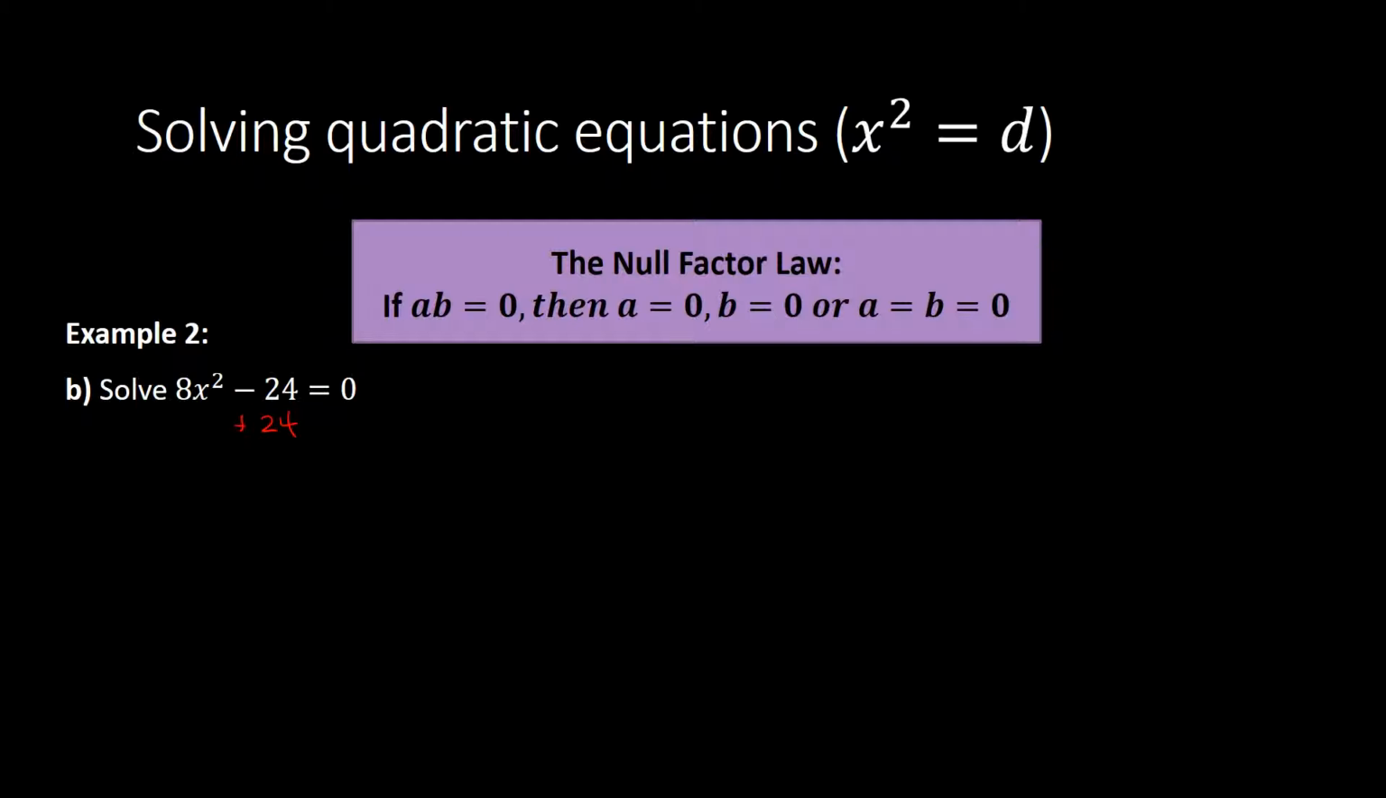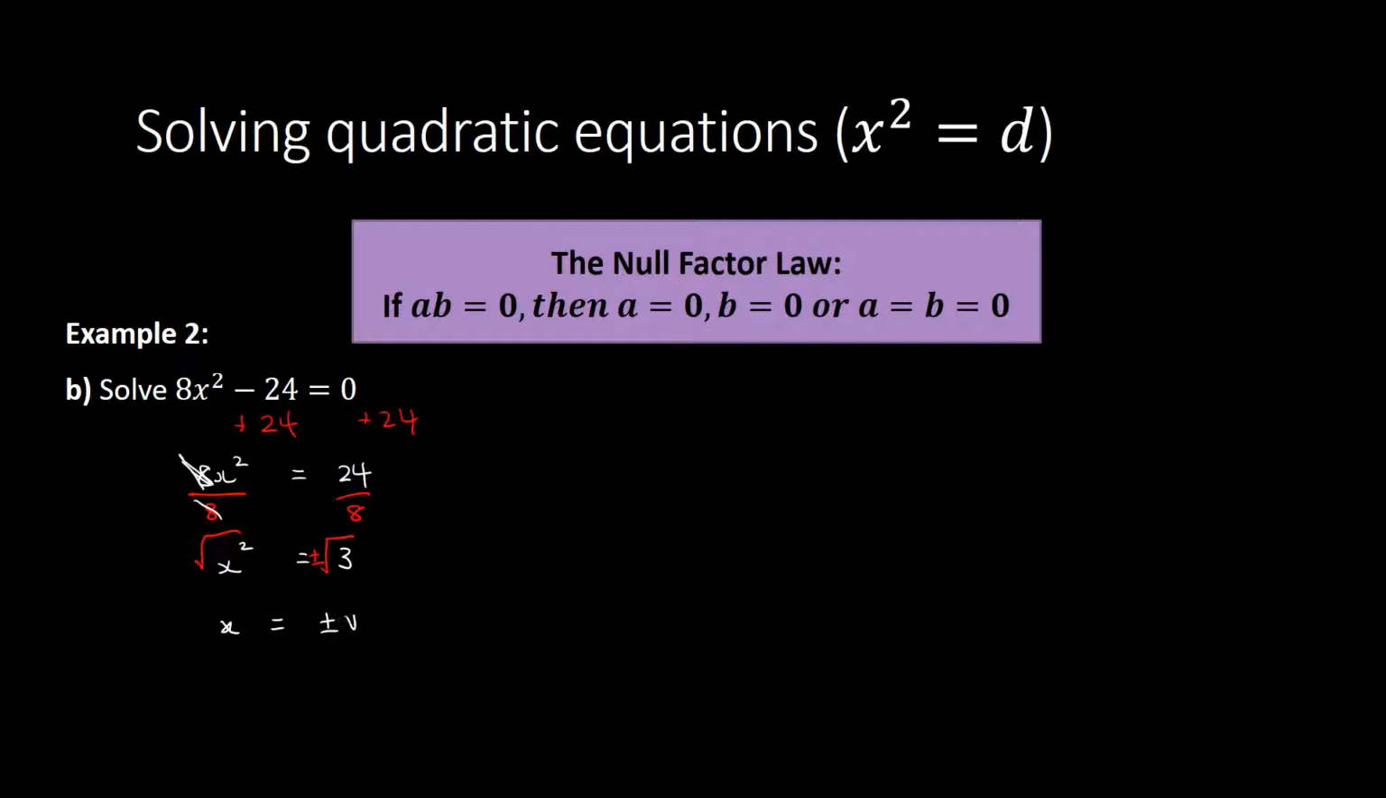I'm just going to use a different color for this. So we want to get rid of the 24 first. This is negative 24. We want to add 24 to both sides. When we add 24 to both sides, we end up with 8x squared is equal to 24. Our next inverse operation is to get rid of the 8, and to do that we need to divide both sides by 8. When we divide both sides by 8, the 8 disappears from the left-hand side, and we're left with x squared is equal to 3.